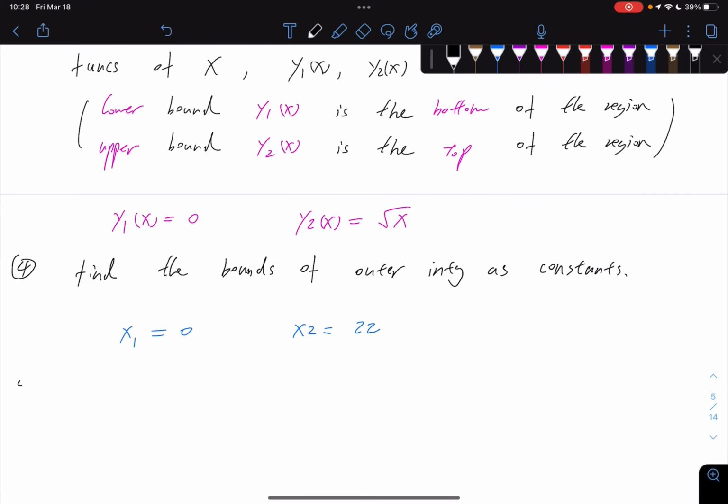All right, then the final step that you've been waiting for: assemble the integral and integrate.